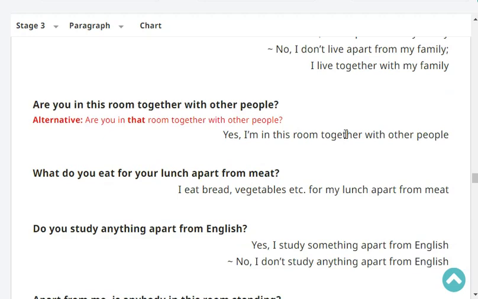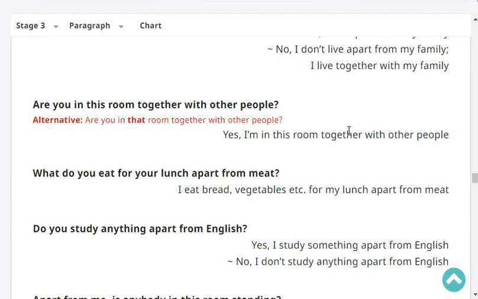What do you eat for your lunch apart from meat? I eat bread, vegetables, etc. for my lunch apart from meat.